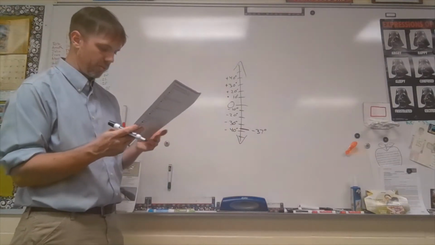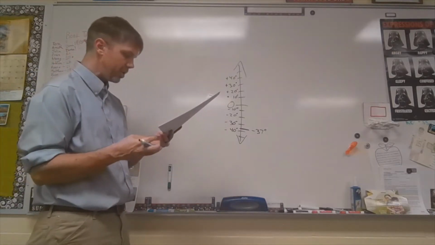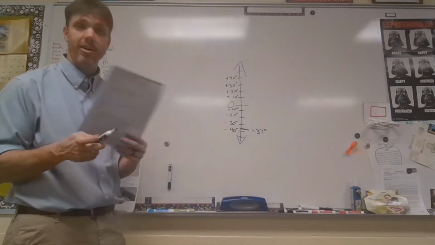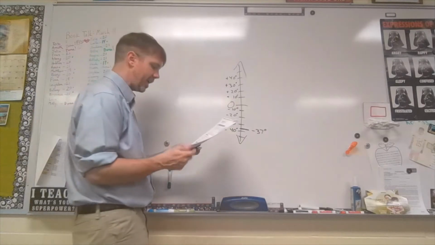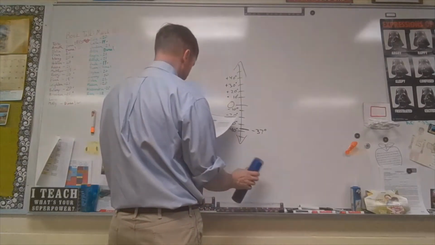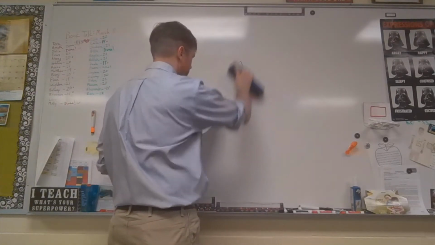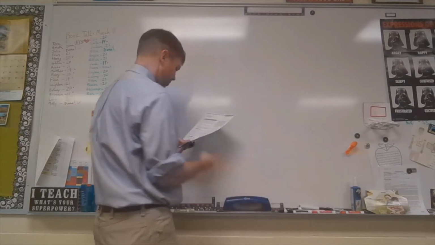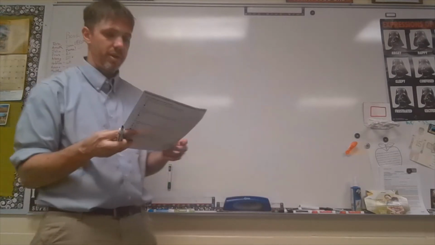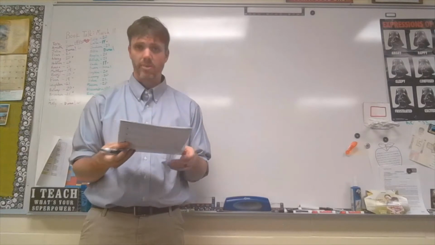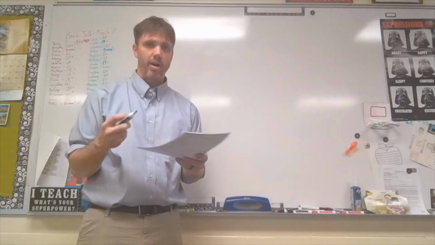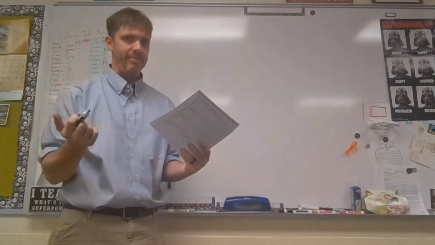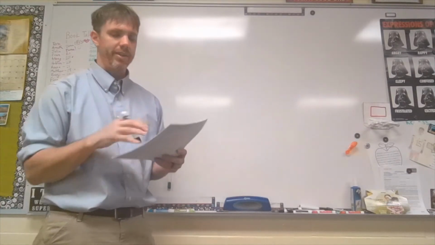Example 2. The koala bears, I'm sorry, so this is a football team, gained 11 yards on a football play. Write an integer to represent the situation, and then tell what 0 represents in that situation. So in this lesson, they're going to ask you what does 0 represent over and over again. Sometimes it's really obvious, and sometimes it's kind of weird. We'll talk about that here in just a little bit.